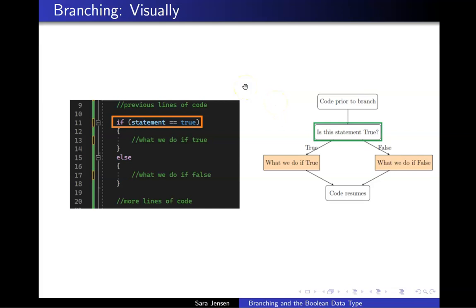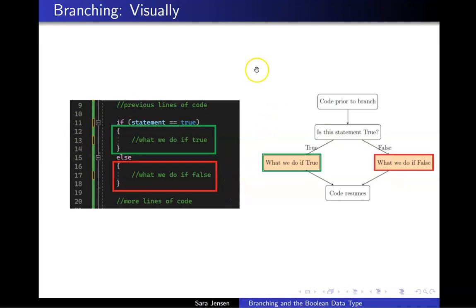Following line 11, we have a set of braces on lines 12 and 14. And then in between lines 12 and 14, we would write what code we would like followed in the event that this statement actually is true. So in the event that we go down the left-hand side in this flowchart, there's something we want to do if the answer to that question is yes, or the statement is true, and it's that code that we would put right here in line 13 of our program.